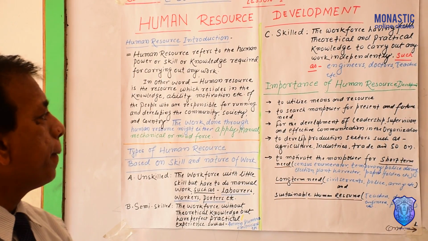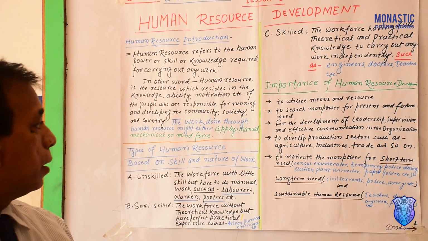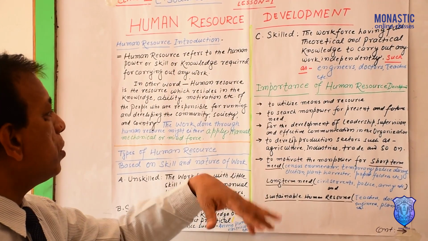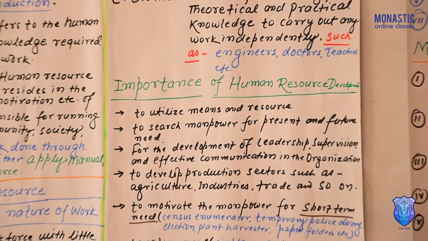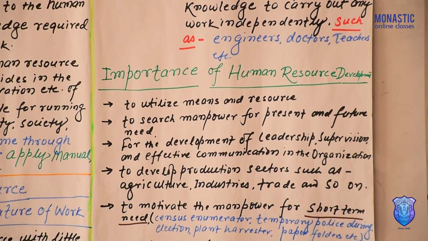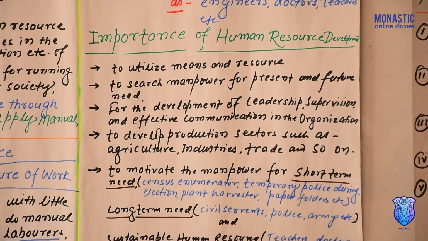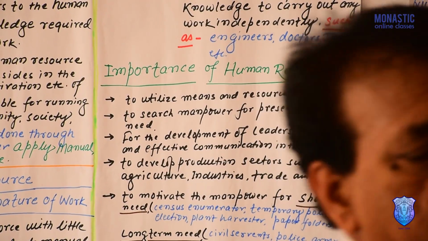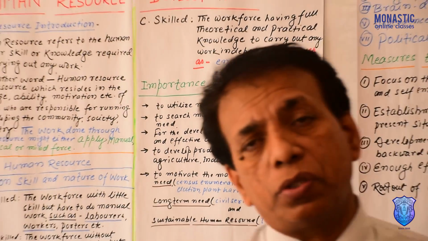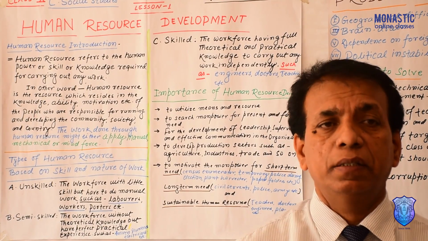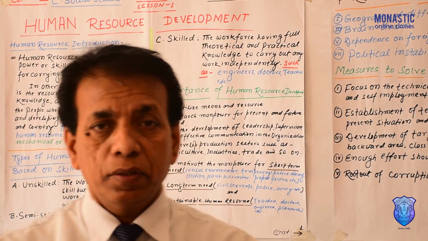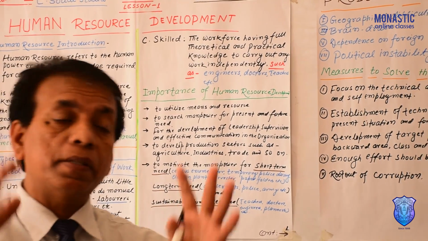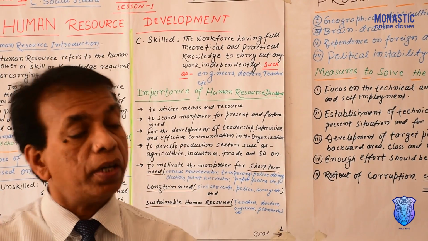Next is the information about human resource. Now you can see here: importance of human resource development. If such kinds of manpower are there, then what is the importance of human resource, human power, in the nation? Why do we need manpower? What are the benefits of this manpower? So you can see what the benefits of this are.